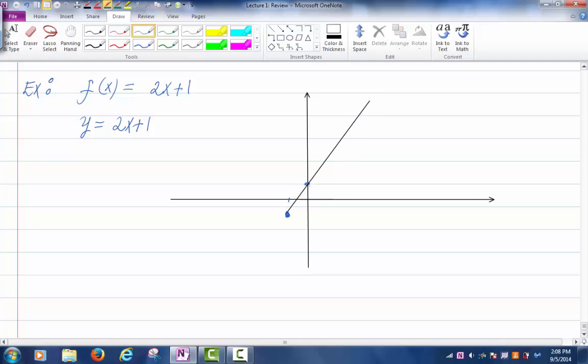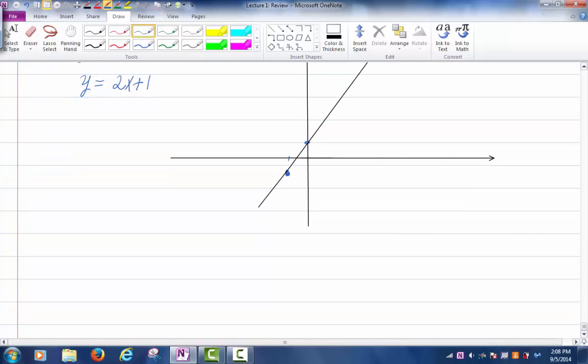Okay, so this is the straight line that I get by just joining those 2 points. And I should be, of course, extending to the other side of this point as well. Okay, so that's the graph of this equation. Everybody's okay with that? Okay.